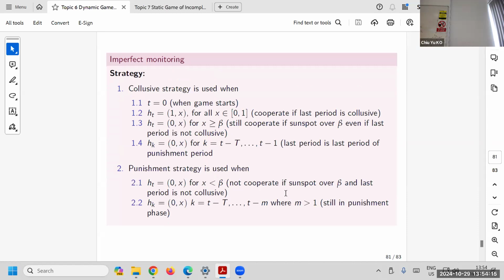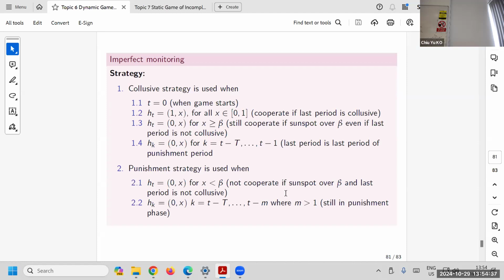1.2 is, if we have been colluding, we continue to collude regardless of the sunspot, right? So 1.1 and 1.2 are very simple, the same as the person dynamic. If we have been colluding, we continue to collude. In the beginning, we collude. Done, right? So 1.3 is slightly a little bit complicated.